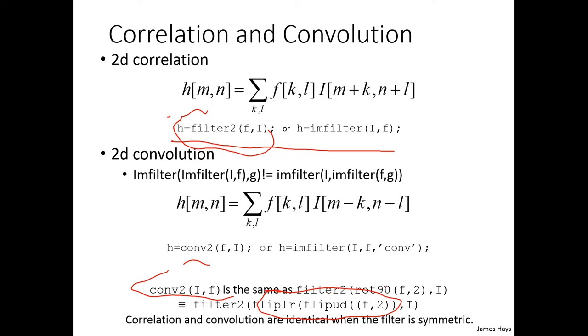Actually, I have a typo here. That shouldn't have a two here. The one that has a two is basically you flip the filters horizontally and vertically, which will be the same as rotating it two times, right? So this one, or you can do a rotation of F two times.